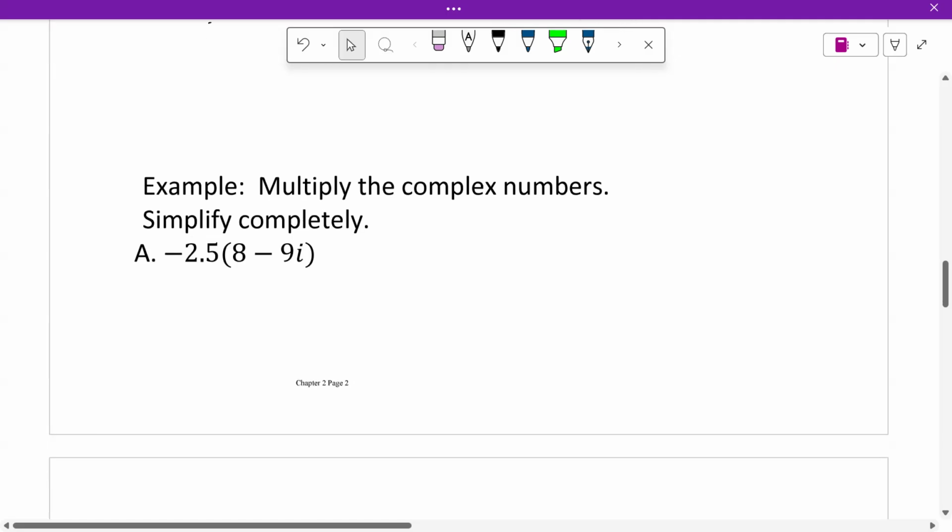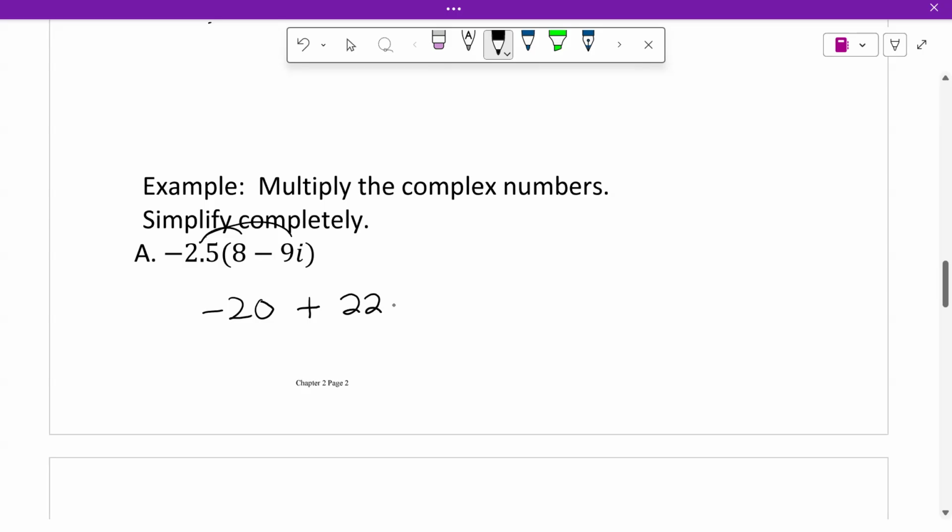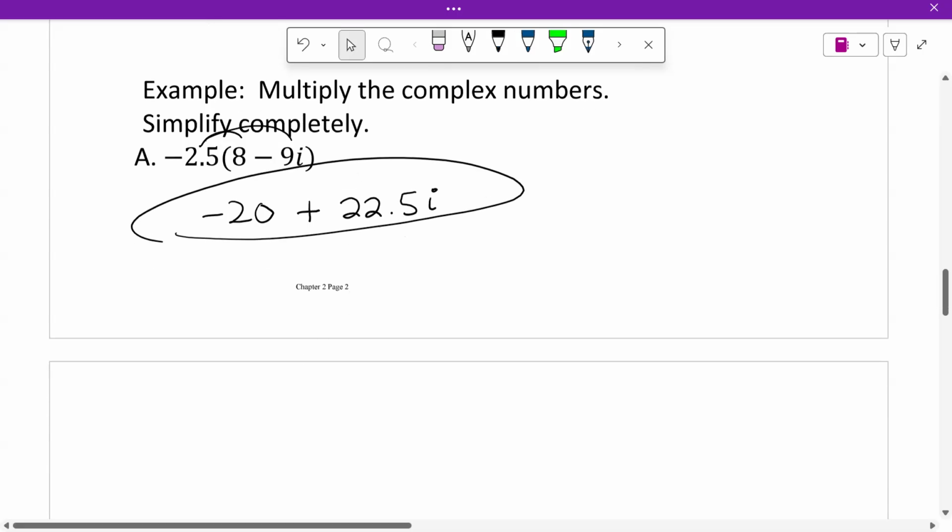This is not that hard. This is just the distributive property. Distribute. Negative 2.5 times 8. Negative 20. Armando is right. I don't know why you wouldn't trust Armando. Plus, negative 2.5 times negative 9 is a positive 22.5i. Just the distributive property there.